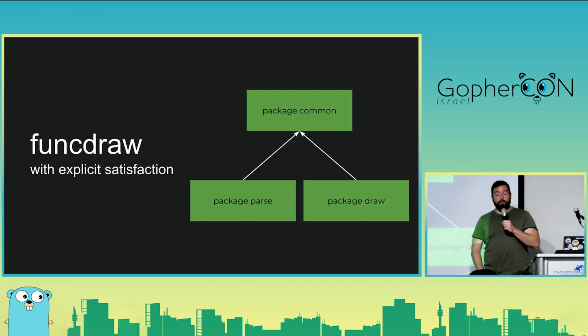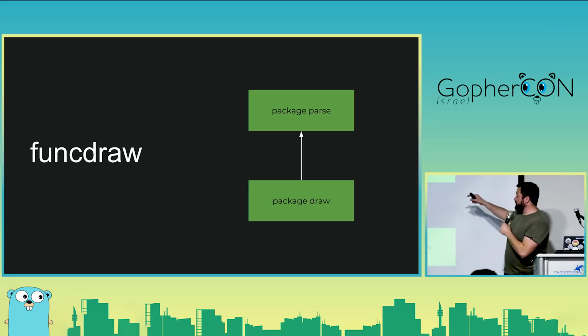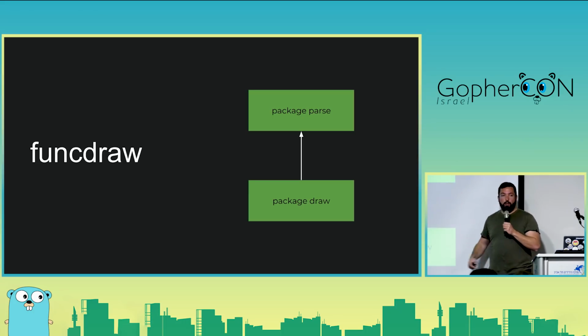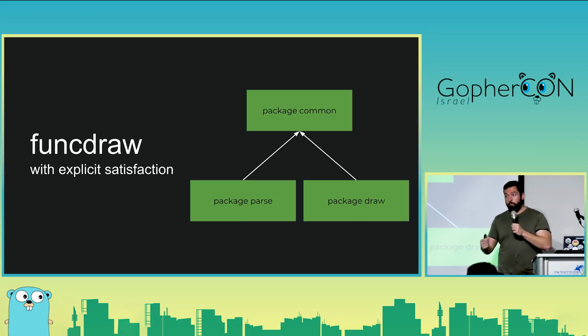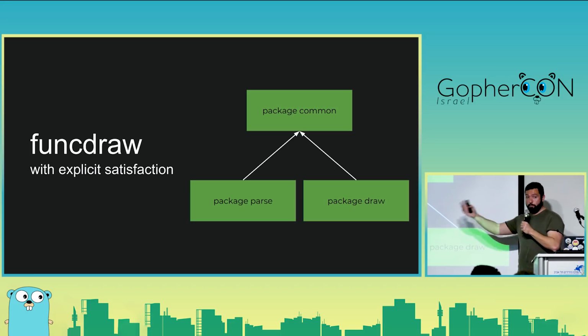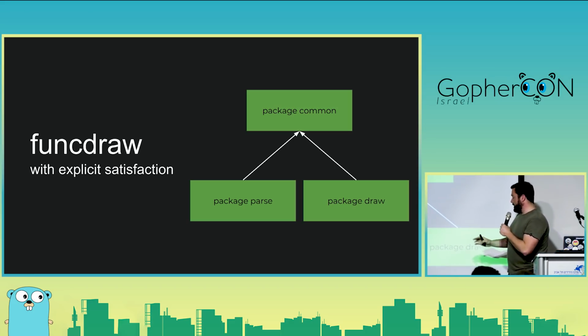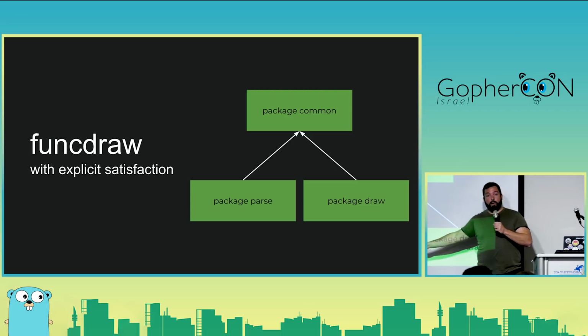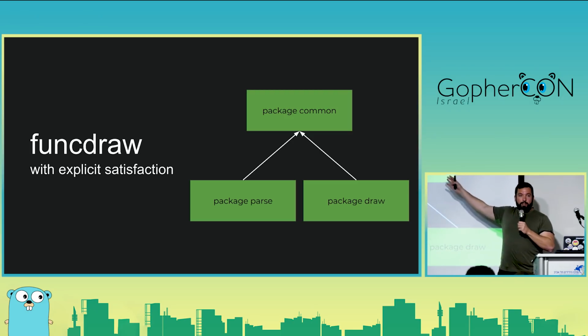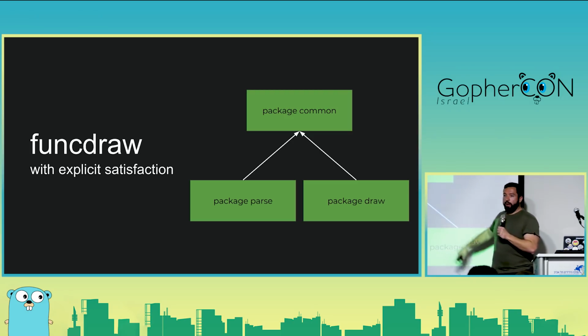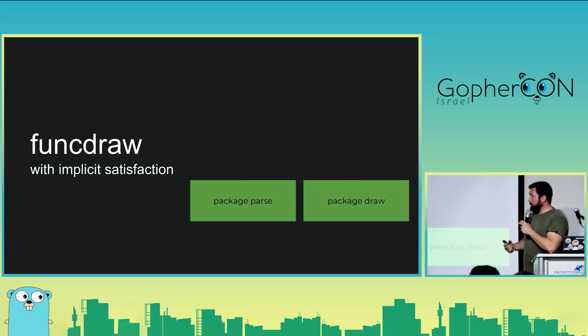And if you don't want to have package draw depend on package parse, the way you would do it in a language without implicit satisfaction, with explicit satisfaction, would be you have package draw, package parse, and then some package on top that defines the type that both share. Some interface, probably, right? In Go, you just do this. That's it. There's no point in having an extra package.